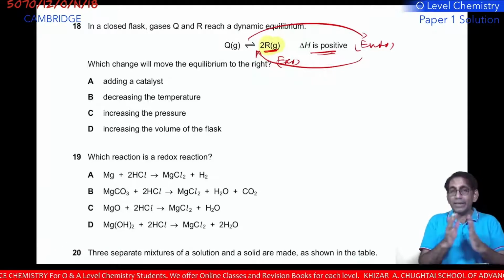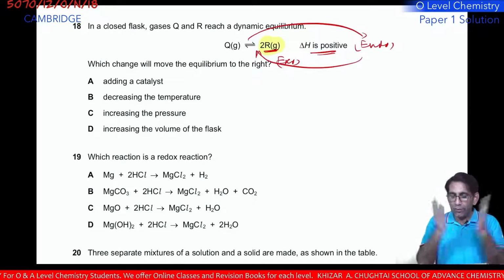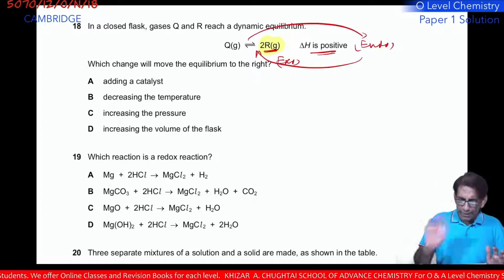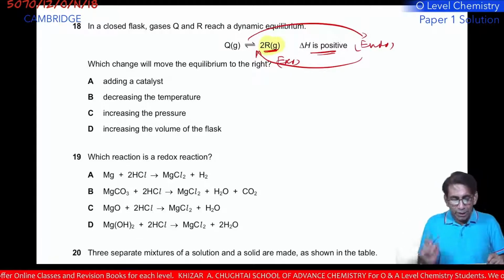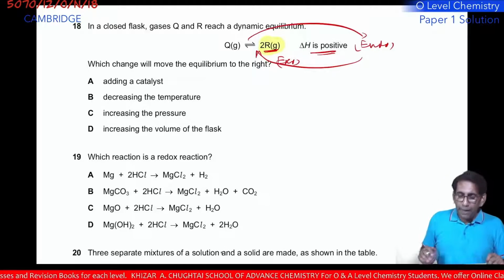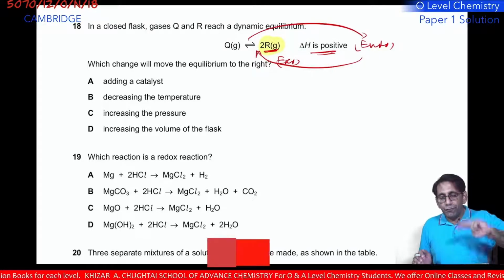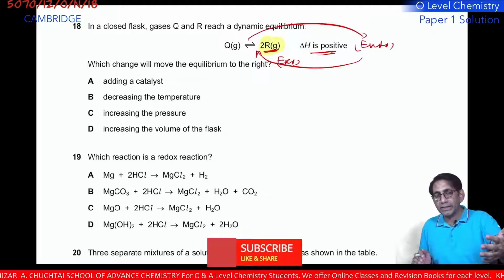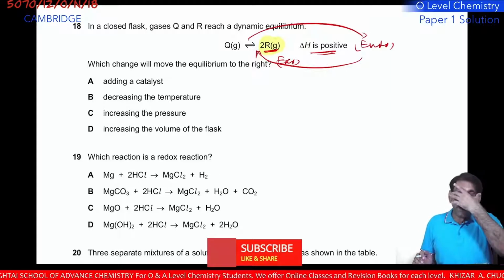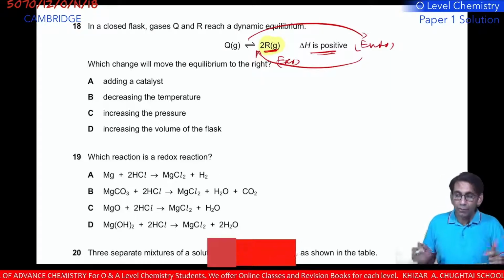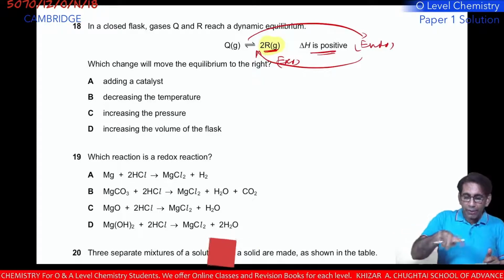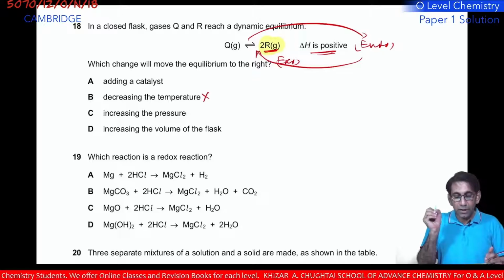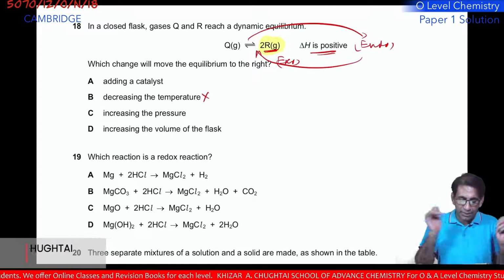Adding the catalyst never changes the position of equilibrium. Just keep that in your mind. So that is the incorrect option. Decreasing the temperature: decrease in temperature favors the exothermic reaction, and increase in temperature favors the endothermic reaction. So the reaction will move towards Q. Again, it's incorrect. It will not go towards the right hand side. It will go to the left hand side.